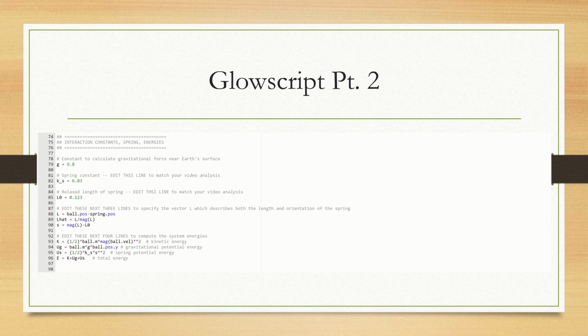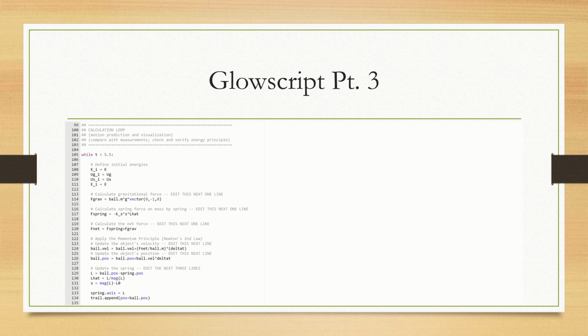And L is ball position minus spring position. L hat is L over magnitude of L, which gives us a unit vector. And the displacement of the spring is the magnitude of L minus L naught. And then for the energies, we have 1/2 mv squared for kinetic. The gravitational potential energy is the ball mass times gravity times ball position y, which is the height. And then the spring potential energy is 1/2 ks squared. Then total energy is the sum of all three.